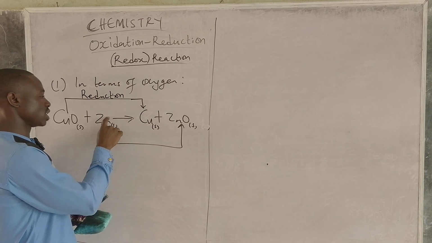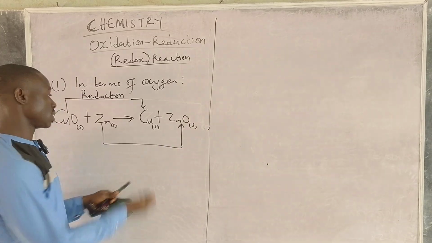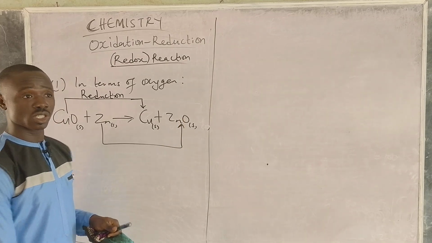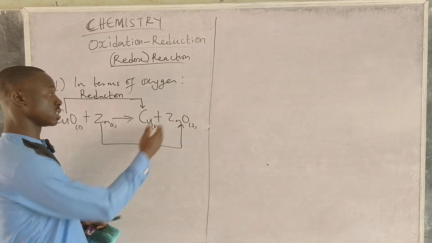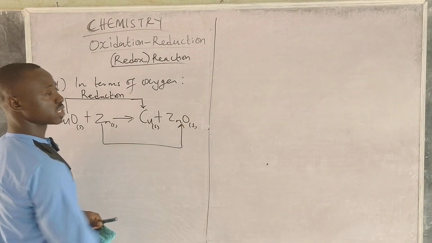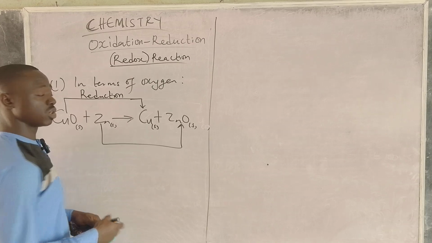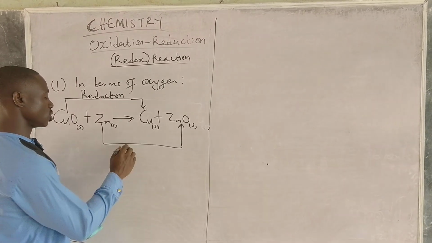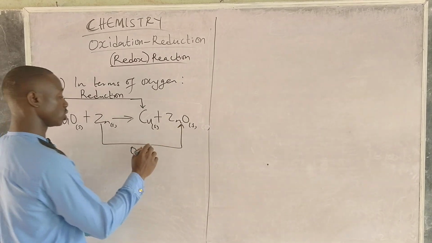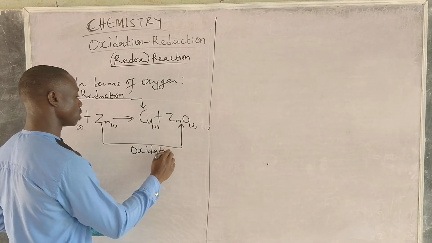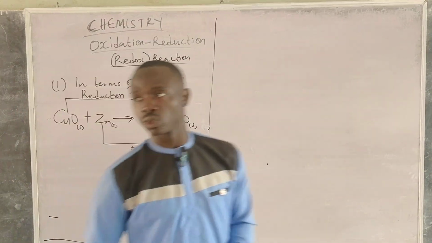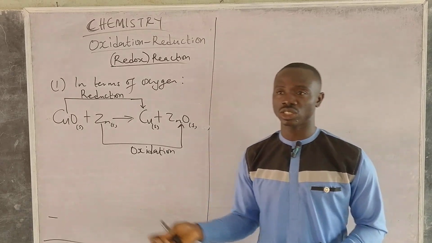But from zinc to zinc oxide, we can see zinc is standing alone here, while on getting to the right hand side, oxygen has been added to zinc to give zinc oxide. Now we can say zinc has been oxidized to zinc oxide because of the addition of oxygen. So we are going to call this reaction, from the left hand side to the right hand side of the equation, oxidation.